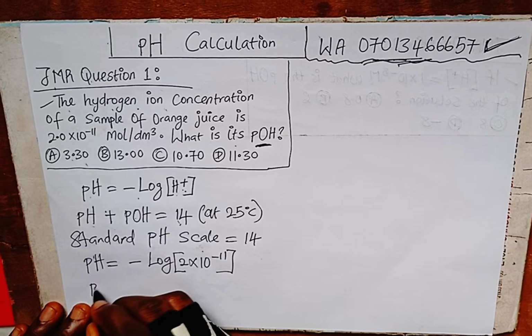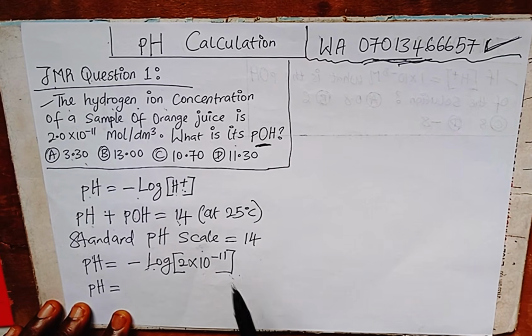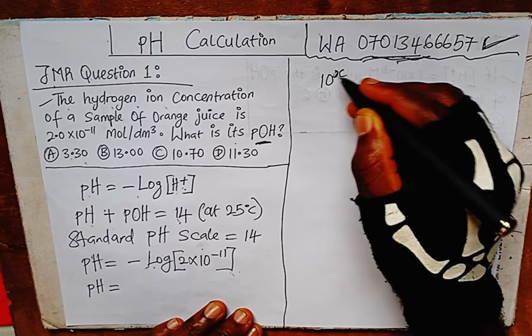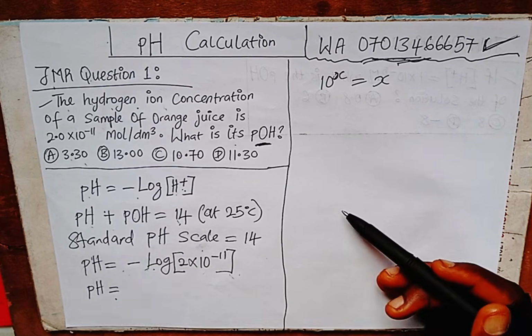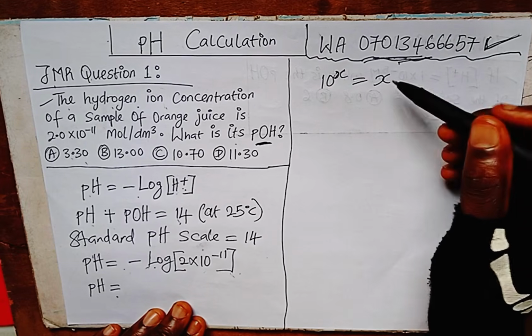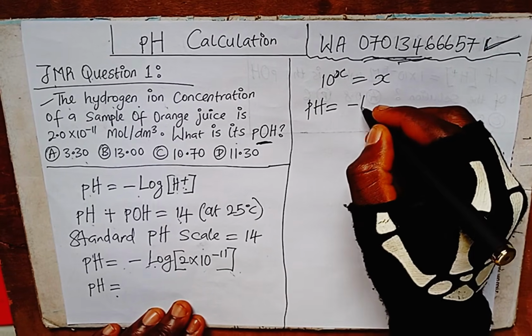So pH is equal to what? We apply the law of logarithm. The law states that 10 raised to power x is equal to x. So here we get pH equal to minus log of 2 times 10 raised to power minus 11. Anything raised to a power gives us that power, so pH is equal to negative log.